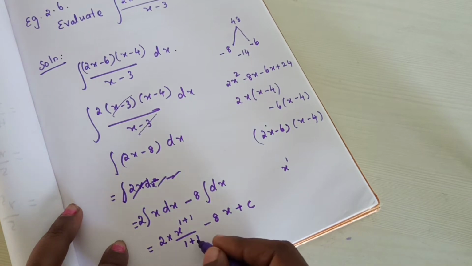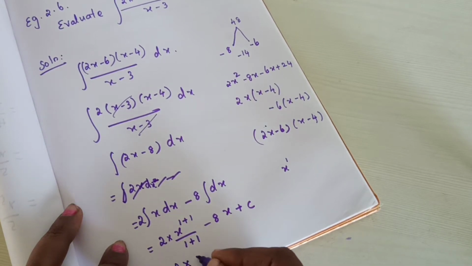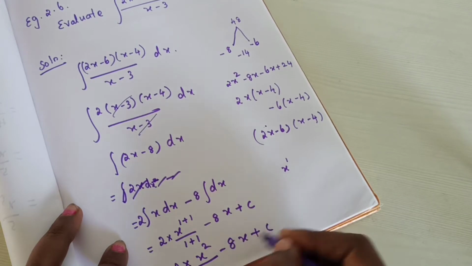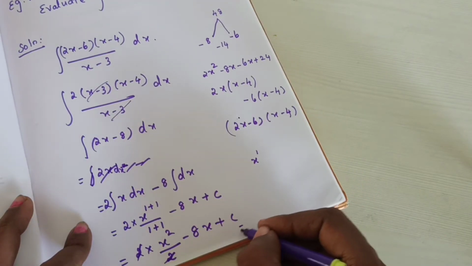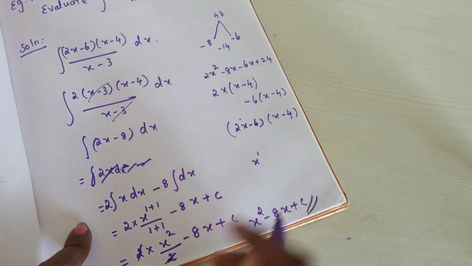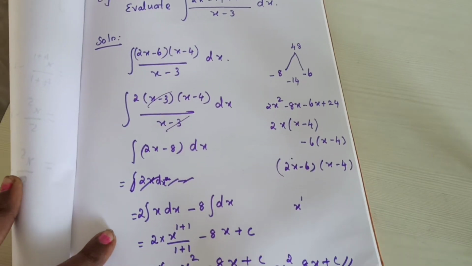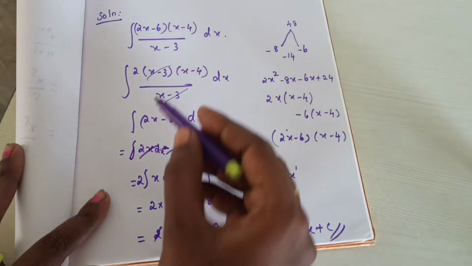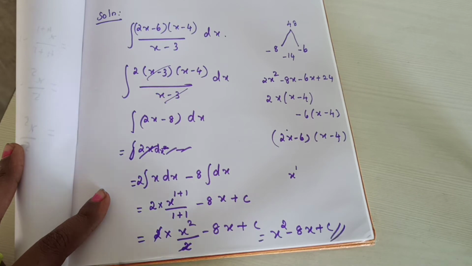Now simplify. 2 into x square by 2 minus 8x plus c. This 2 and this 2 will get cancelled. So what's the answer? x square minus 8x plus c. Understand? Have you got it? So very easy. The numerator we need to factorize into 2 terms, then cancel the common terms, then split it and integrate.